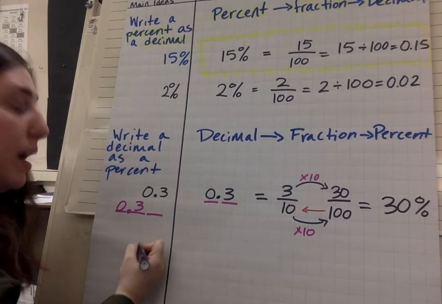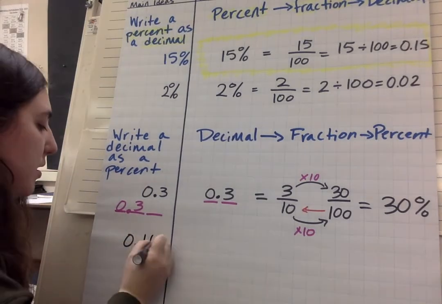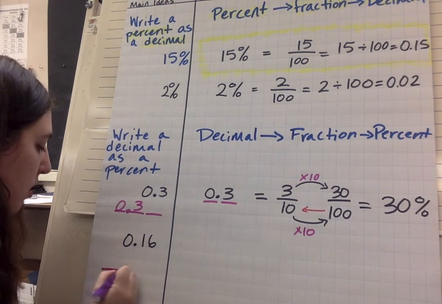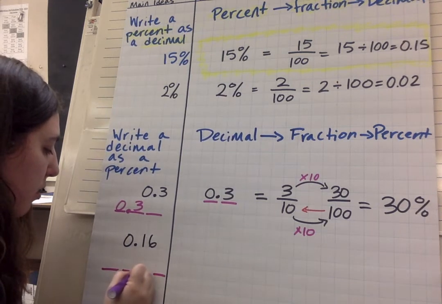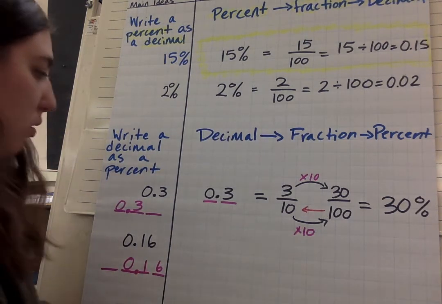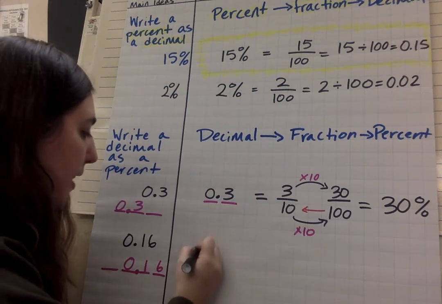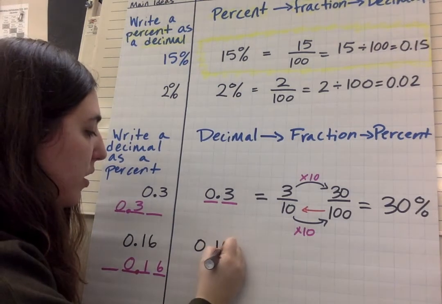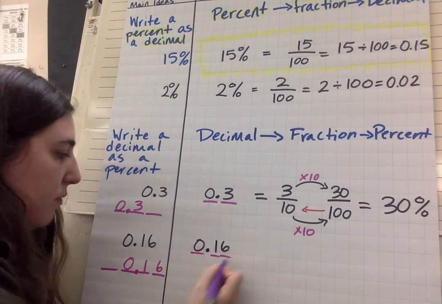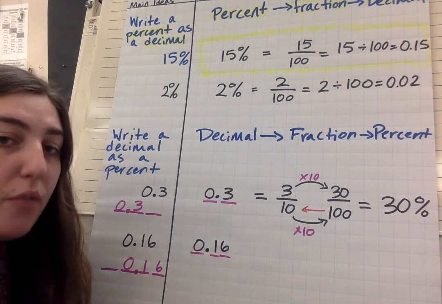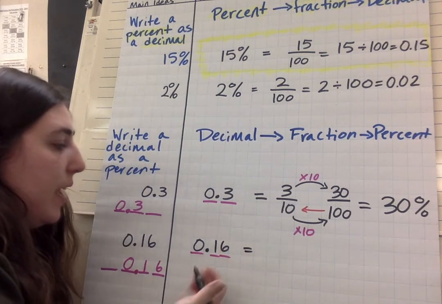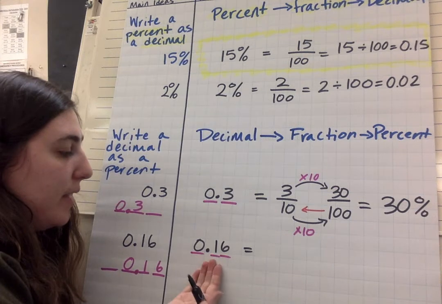So let's do 0.16. Again, if I'm using my place value chart, I might set up some dashes here. 0.16. Okay, so let me put my decimal here. I'm going to start with my decimal, 0.16. The way I say it is the way I'm going to write it for my fraction. So I'm going to have an equal sign because again these are going to be equal, and I need to make my fraction. So the way I say it is the way I write it.